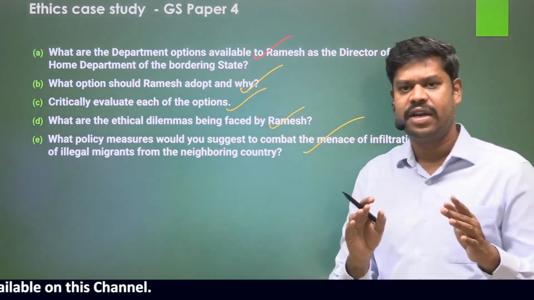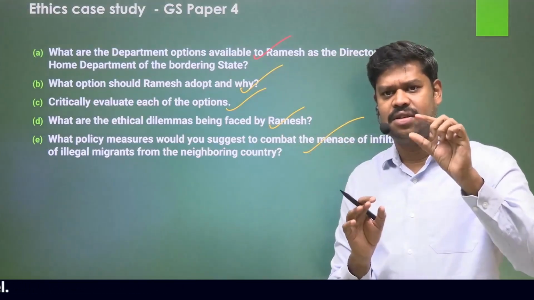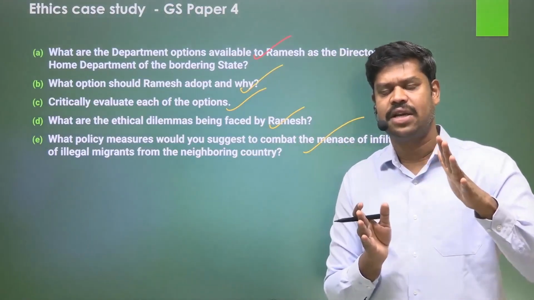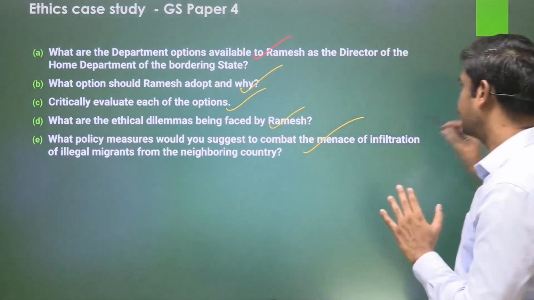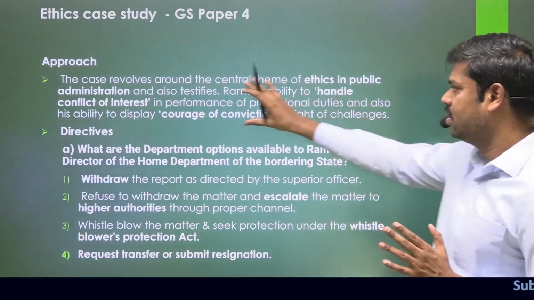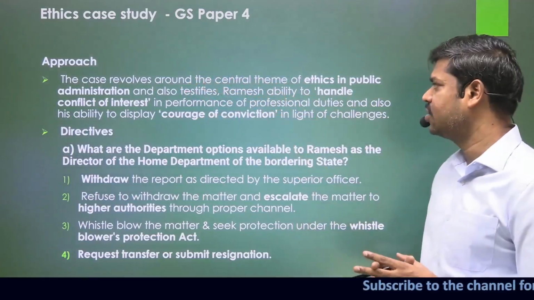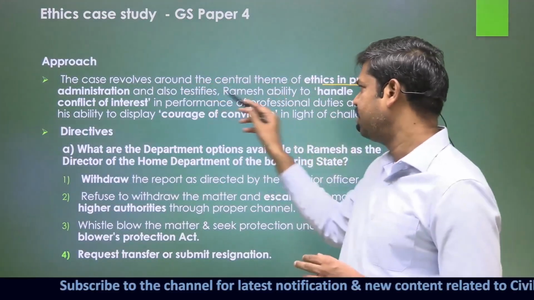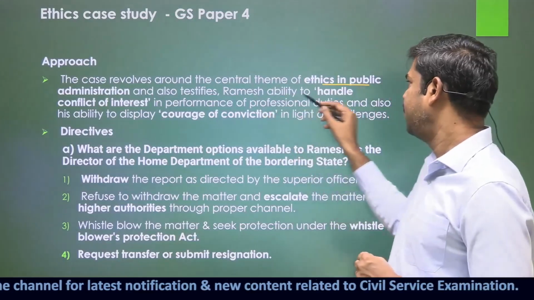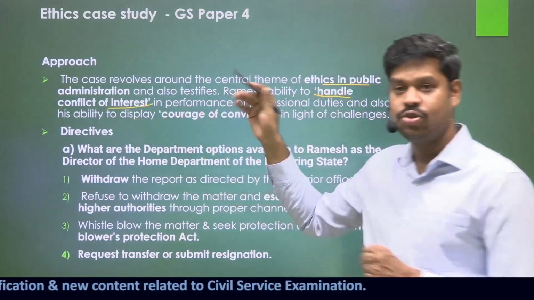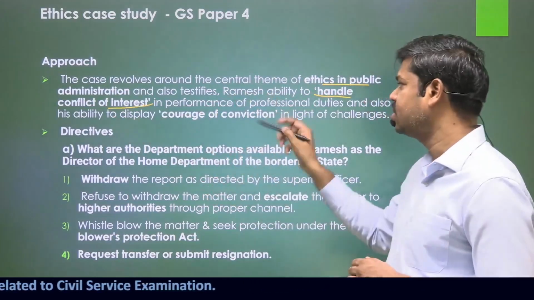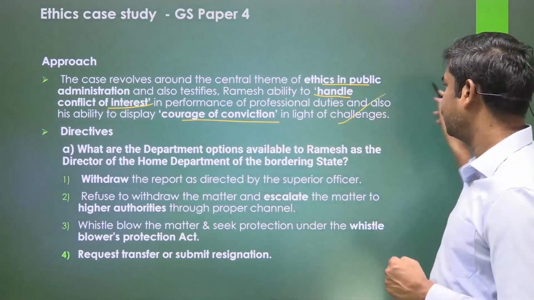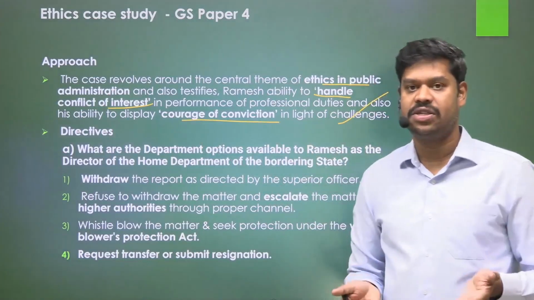So whenever you read a particular case study, the first thing is you try to summarize the core theme in just 2 to 3 lines, 4 to 5 lines, whatever it is. Therefore, the examiner gets an idea, yes, you have understood this particular case study. So, I have given one introductory summary for this entire case study. The case revolves around the central theme, that is ethics in public administration, and also tests Ramesh's ability to handle conflict of interest in the performance of professional duties, and also his ability to display courage of conviction in the light of the challenges. So, both the things are to be tested in this particular case study.